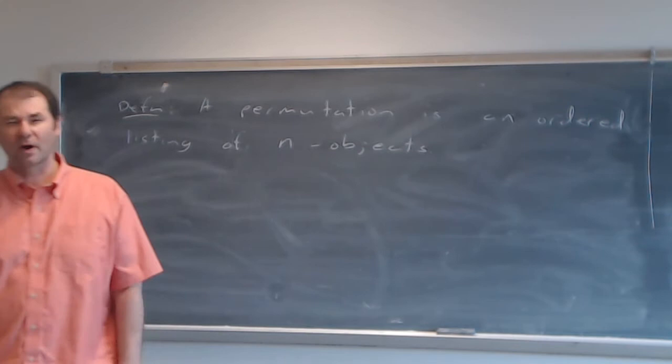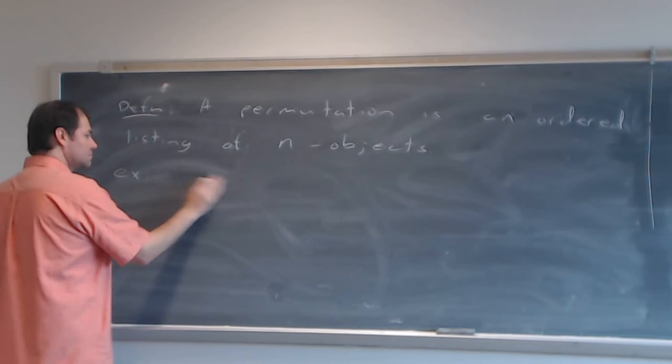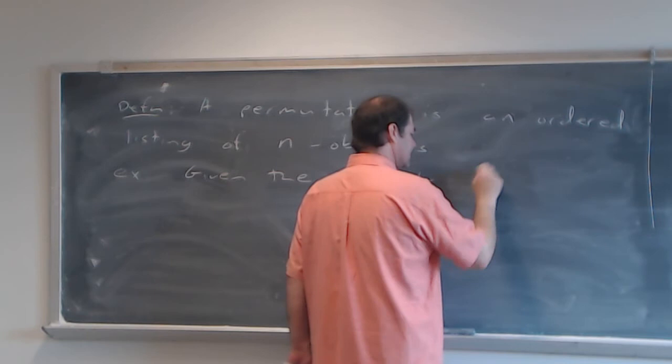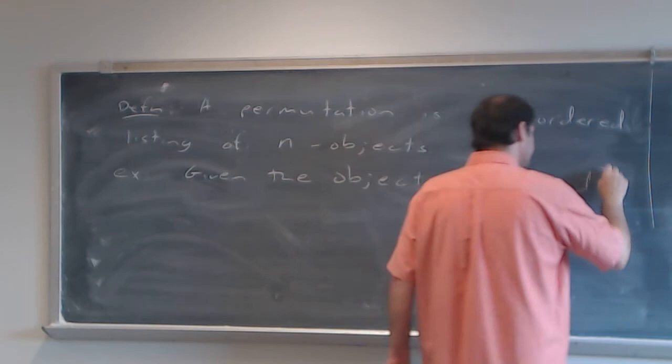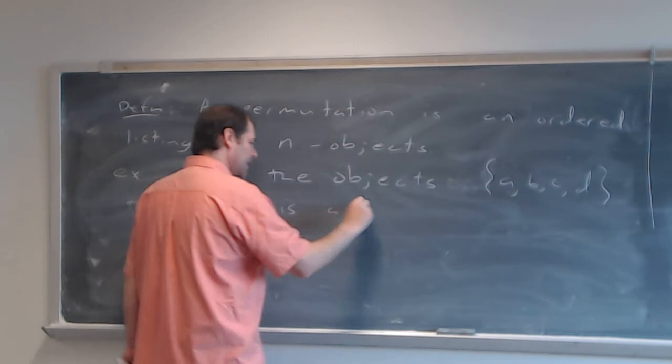Okay. Often we're going to have indistinct objects. So here, as an example, given the objects in the set, I'll just write them in set notation. So my objects are the elements of this set, A, B, C, and D. Then, let's say, C, B, A, D is a permutation of these objects.